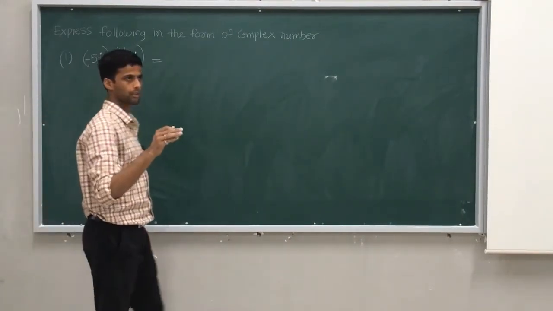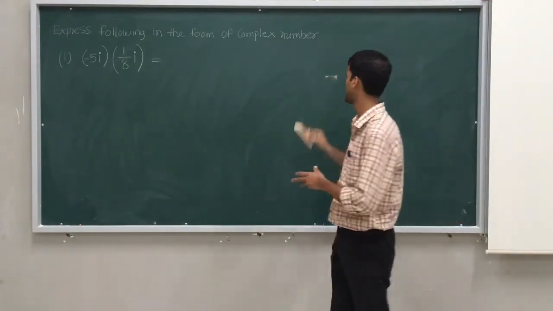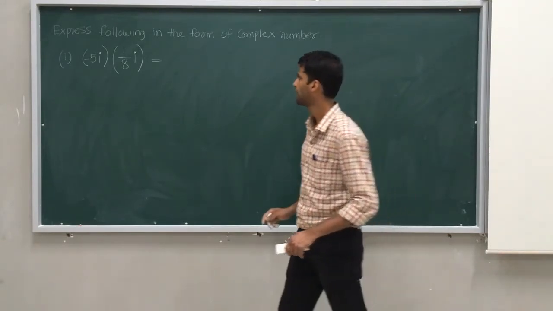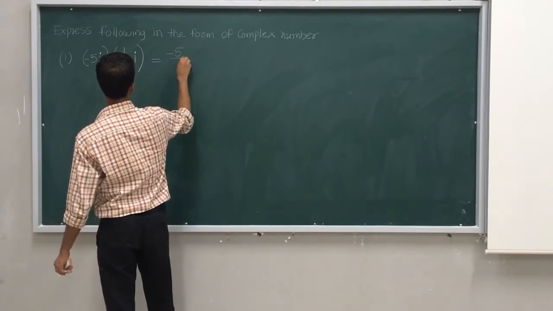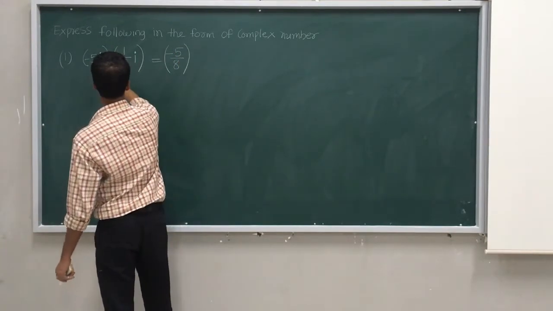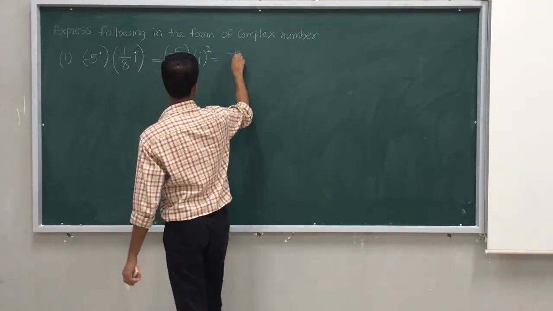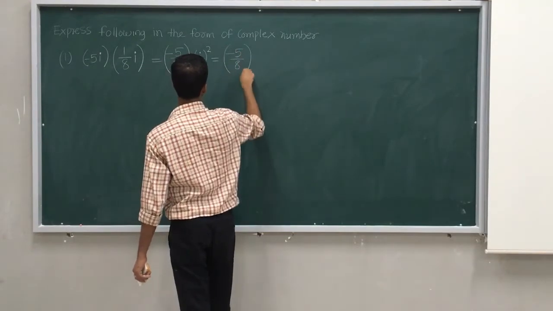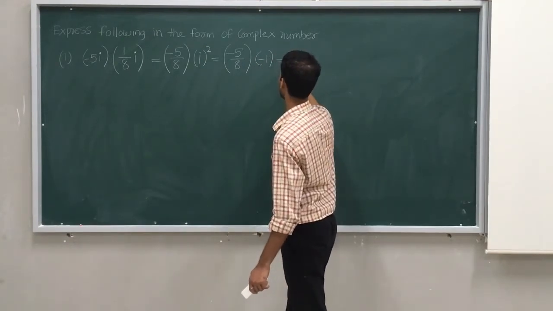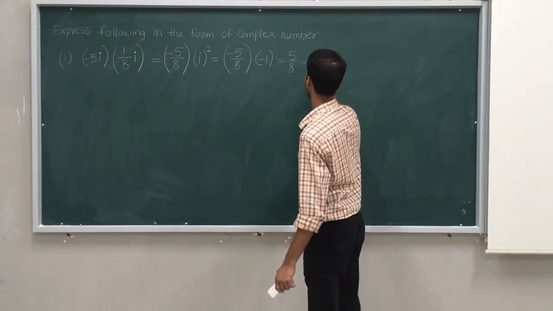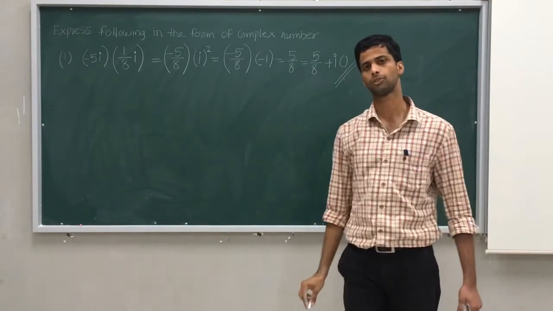Just observe carefully. All these questions come under the 1 mark category. Though it looks simple, sometimes you will lose marks because of the sign scheme you use. So minus 5 into 1 by 8 is minus 5 by 8, no doubt in that. Then i into i is i square. Minus 5 by 8 into i square, where i square is minus 1, so minus becomes plus 5 by 8. They expect me to express it as a complex number, so I write it as 5 by 8 plus i into 0. This is the complex form of the given question.